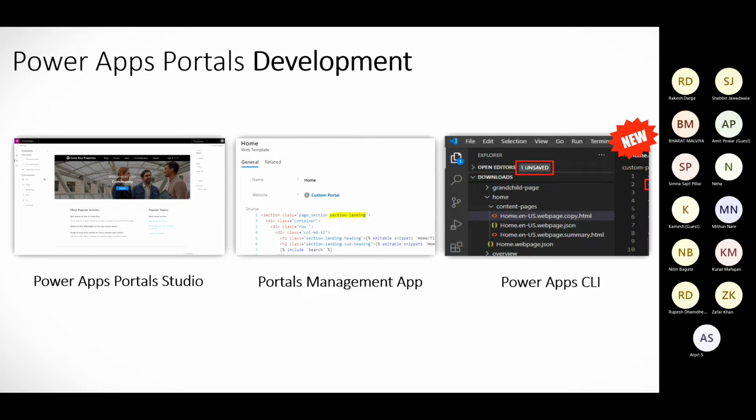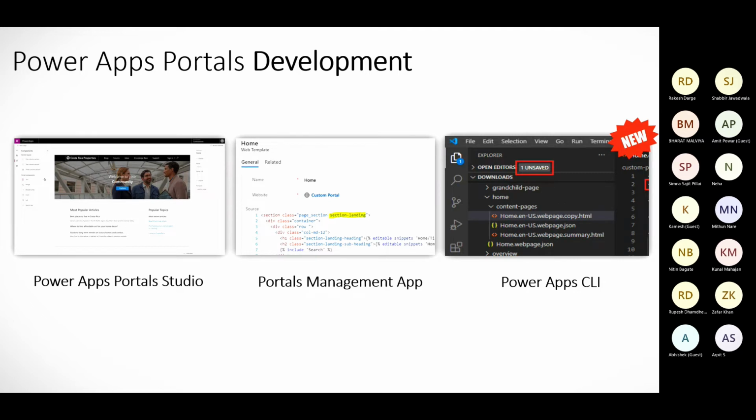The second is the Portal Management app. The Portal Management app is nothing but a model-driven app. Once you install the portal, you see that a new model-driven app gets created. That model-driven app's name is the Portal Management app. You can open that model-driven app, where you can see a list of all the components of the portal, and you can start customizing them. And the last one is the Power Apps CLI. If you are a VS Code or Visual Studio Code lover, then you can start using the Power Apps CLI, where you can simply develop your portal within VS Code.